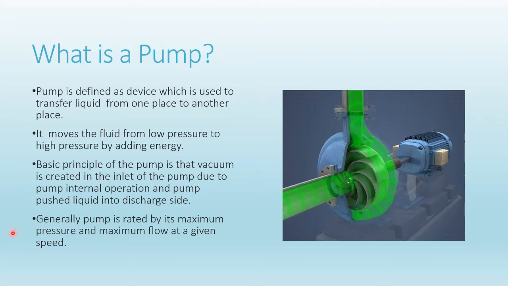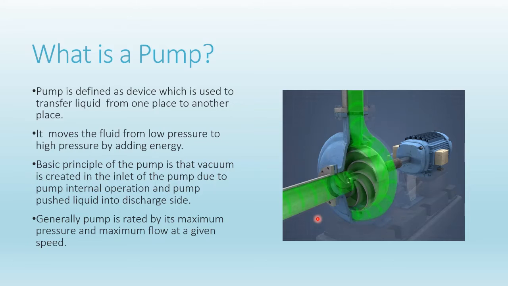Generally we denote a phone by its maximum RAM capacity, and a bike by its maximum mileage. But how do we rate a pump? We rate a pump based on its maximum pressure and maximum flow that it can give at a defined speed. So generally pumps are rated by these two terms. Okay, now we have completed what a pump is.